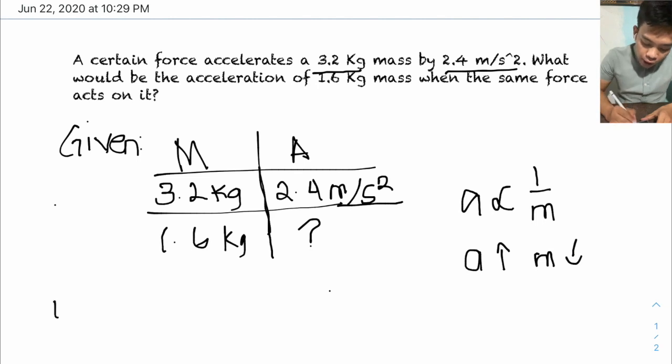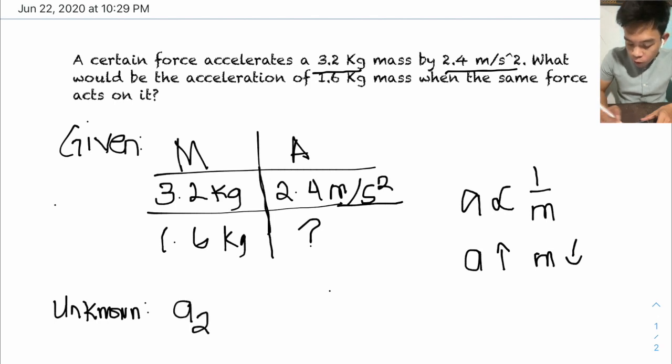So again, our unknown is the acceleration of an object given the 1.6 kilogram. Analyzing the problem again, you have 1.6 kilogram with unknown acceleration. Given our stated problem, it's 3.2 kilogram. So it doubled. From 1.6 kilogram, it becomes 3.2 kilogram. What happened to the acceleration? When the mass of an object doubled, it becomes 2.4 meters per second squared.